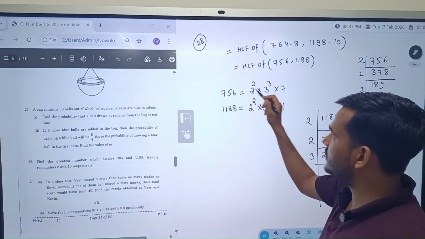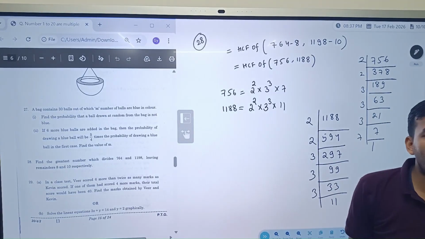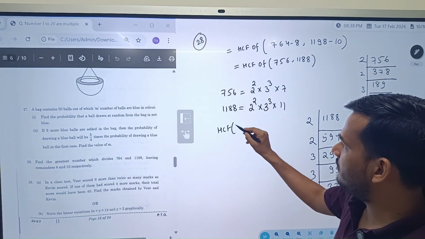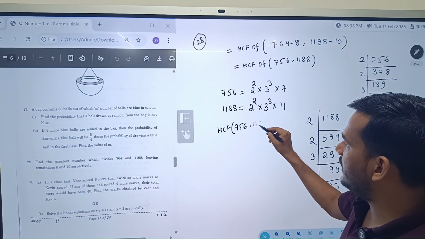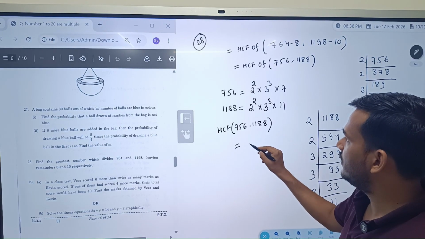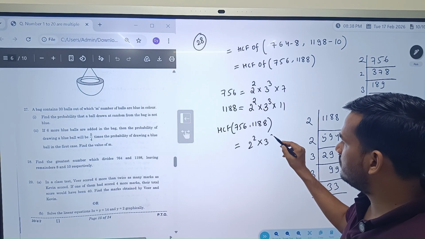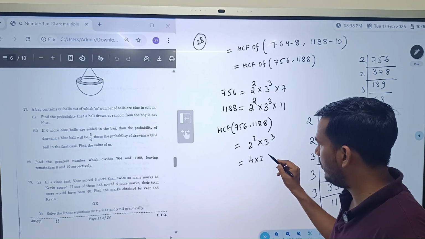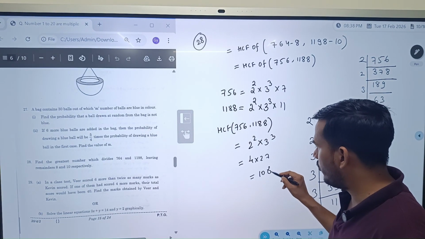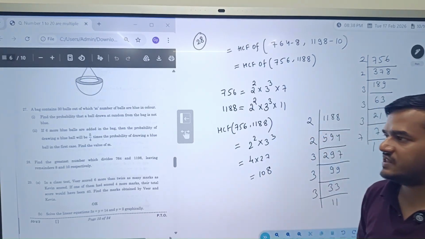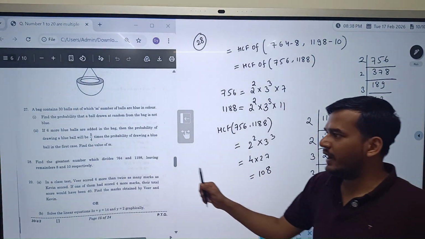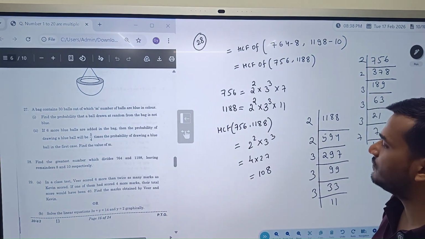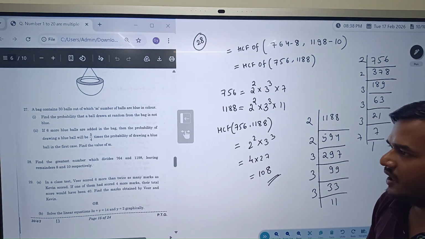So HCF of these two numbers will have the common factors. So HCF of 756 and 1188 is 2 square into 3 cube, that is 4 into 27, or 108. So 108 is the greatest number which divides these two numbers and gives remainder 8 and 10. So 108 is our answer.